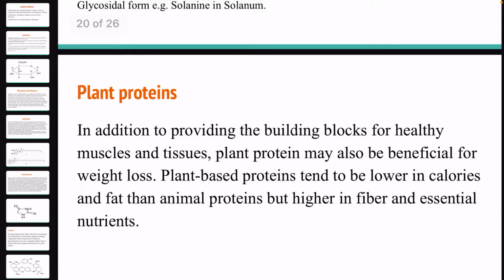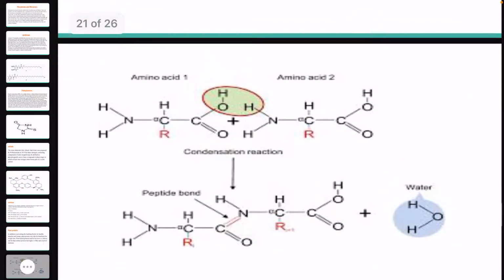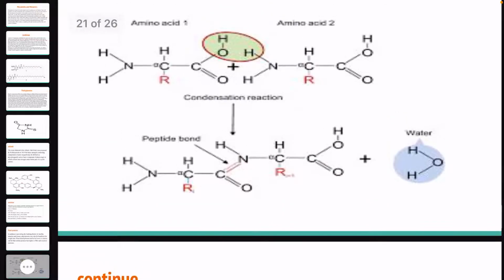So the next part is plant protein. In addition to providing a building block for healthy muscles and tissues, plant protein may be beneficial for weight loss. Plant-based proteins tend to be lower in calories and fat than animal protein, but high in fibers and essential nutrients. Here we can see the structures of plant protein.